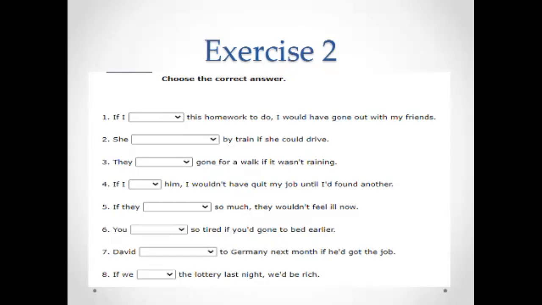Had done or did. What? Choose the correct answer. You should choose appropriate tense, appropriate answer with appropriate meaning.